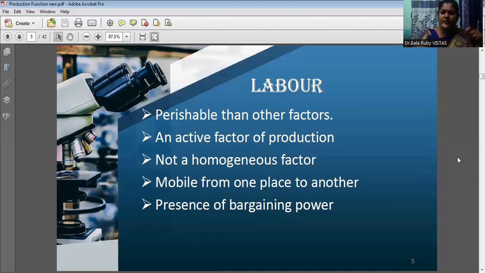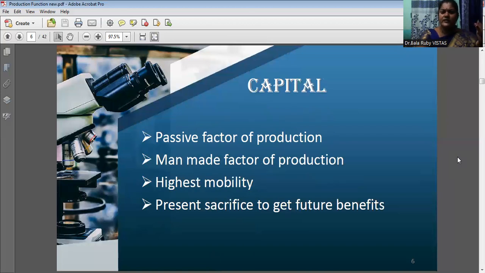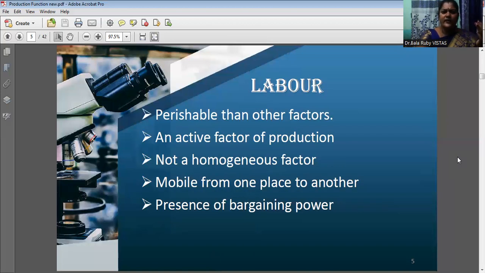At the same time, there is a possibility of bargaining power also. How can we use this bargaining power? Sir, we have this much qualification and experience, so you give more salary. Like that, we can bargain with the owners. So these are the main characteristics of labor.